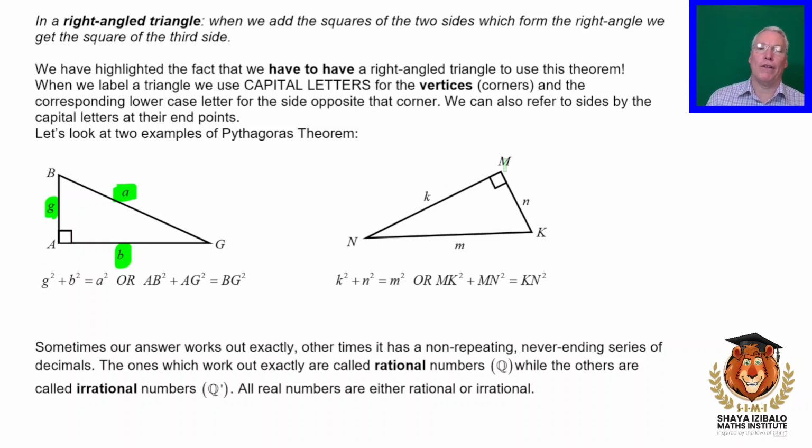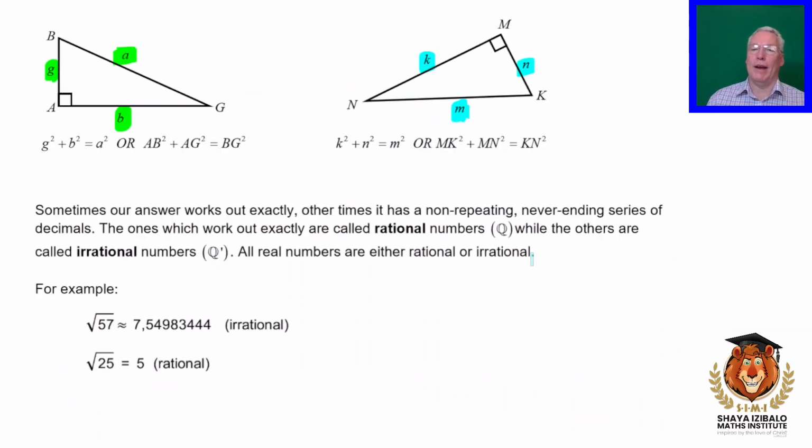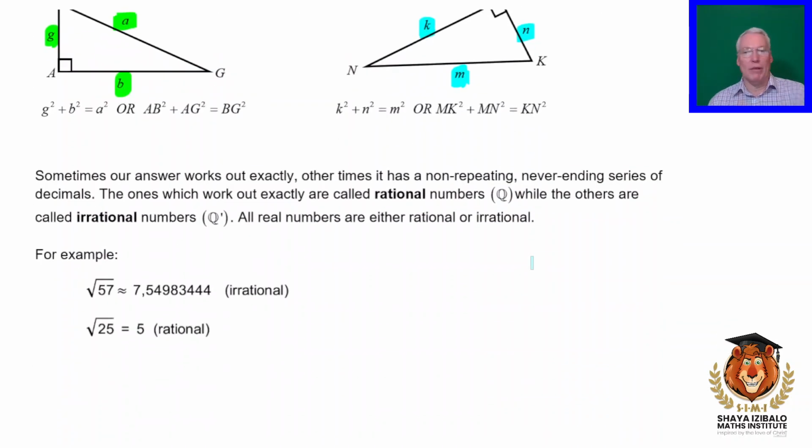So just to go and have a look at this one, capital M, small m, capital K, small k, capital N, small n. What Pythagoras' theorem says is if we take the two sides that make the right angle, the k and the n, and we square those and add them together, then we get the third side squared.